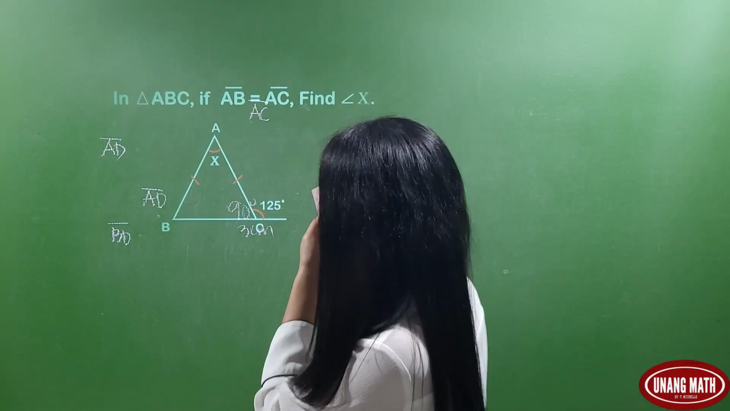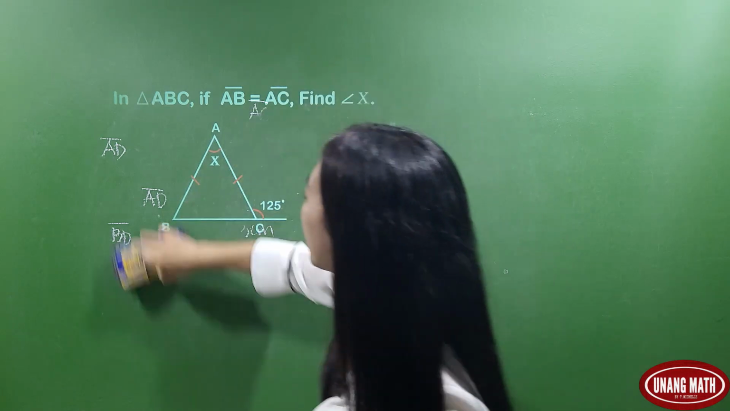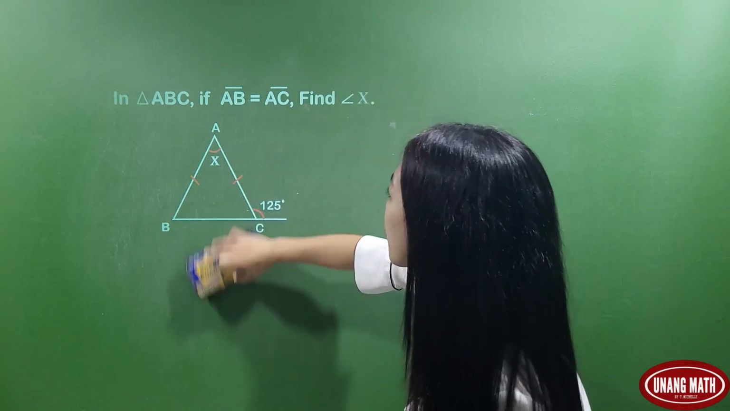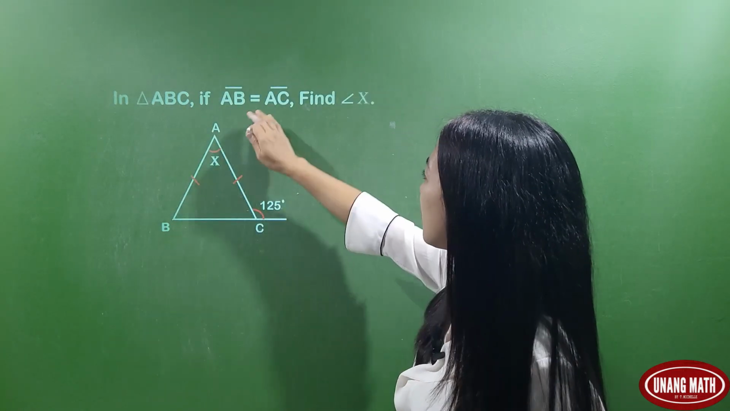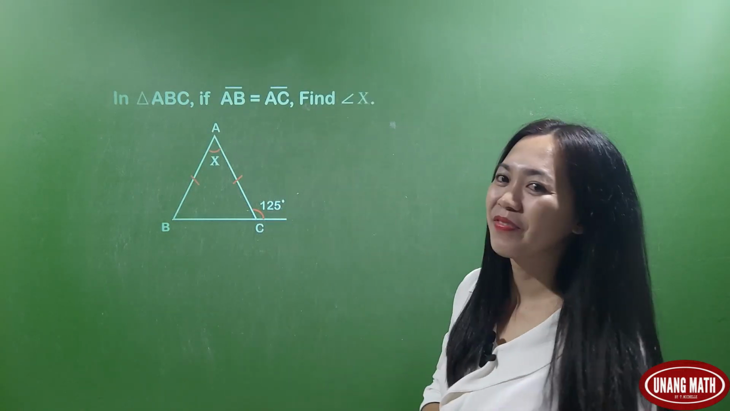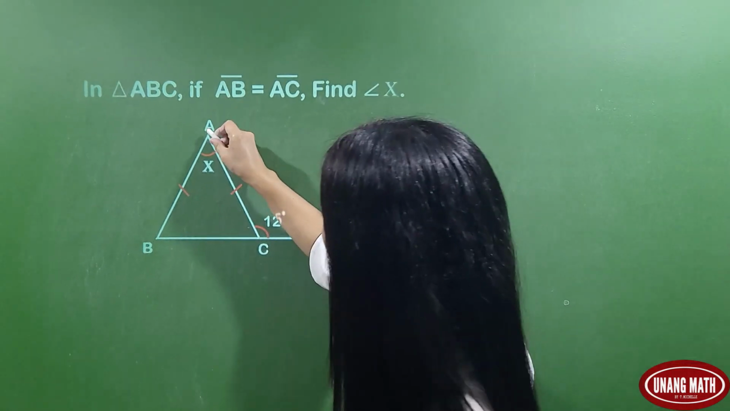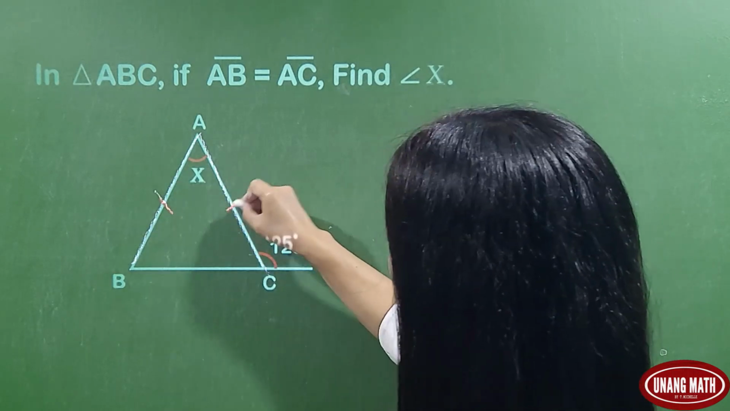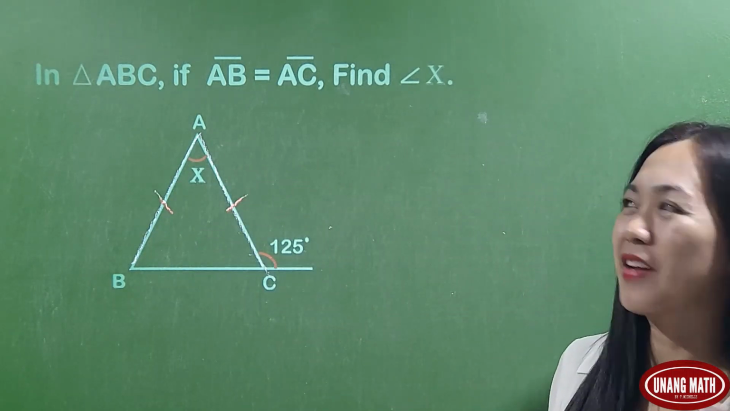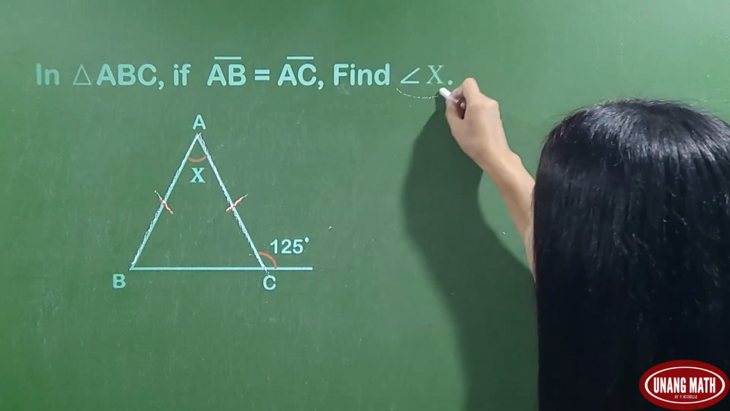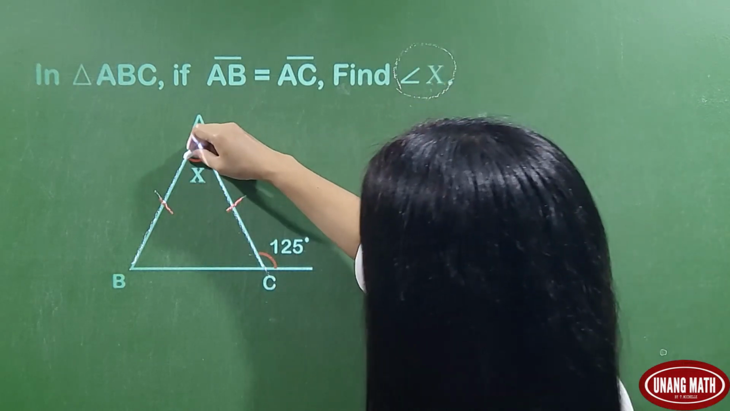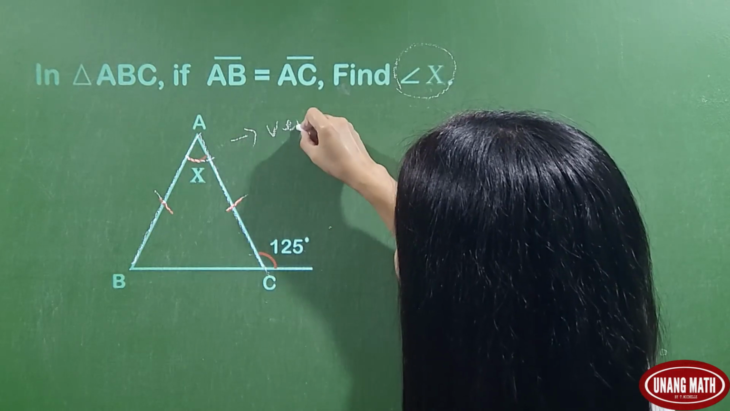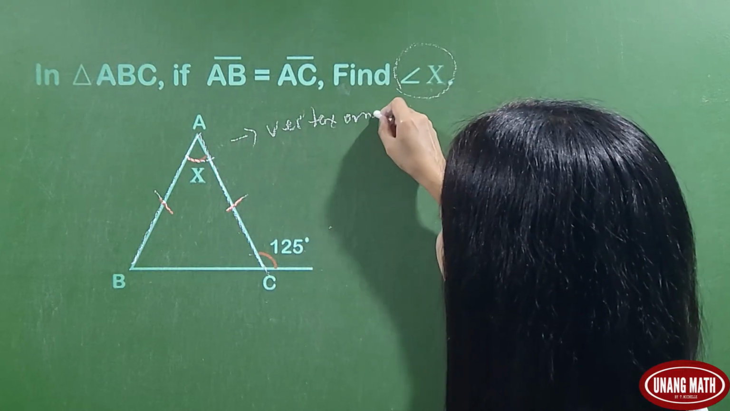Okay, moving on to our third question. In triangle ABC, as shown in this figure, if segment AB is equal to segment AC, find angle X. Segment AB is equal to segment AC, so it means this is an isosceles triangle. Okay, our task is to find angle X, or this angle. Angle X, this is our vertex angle.